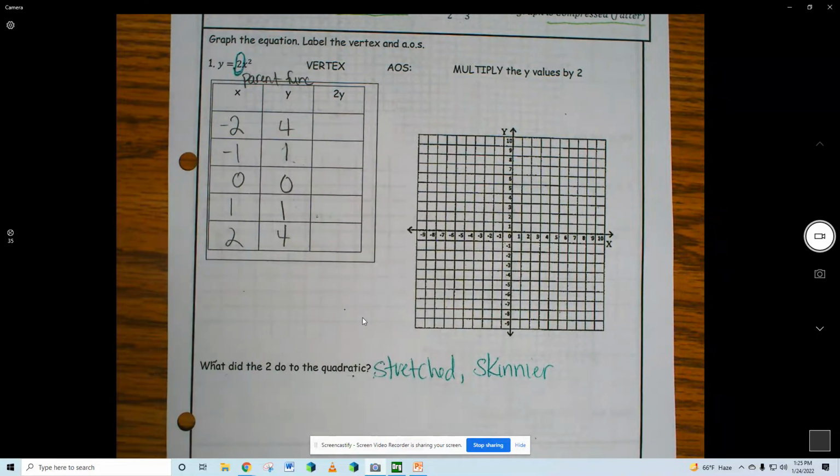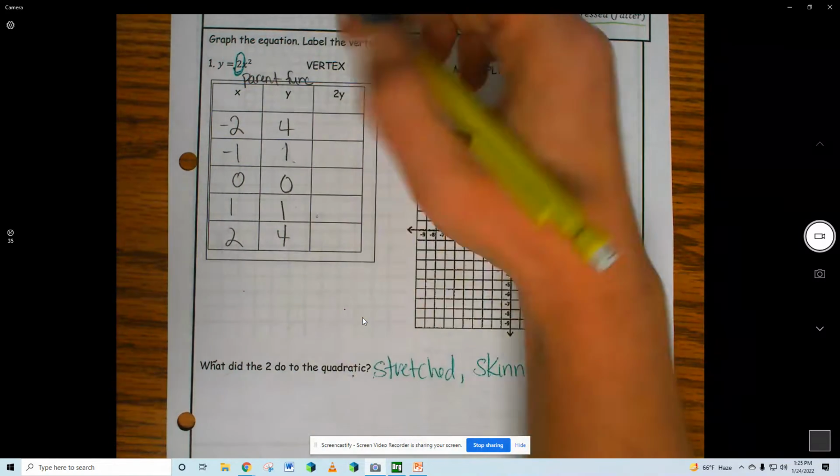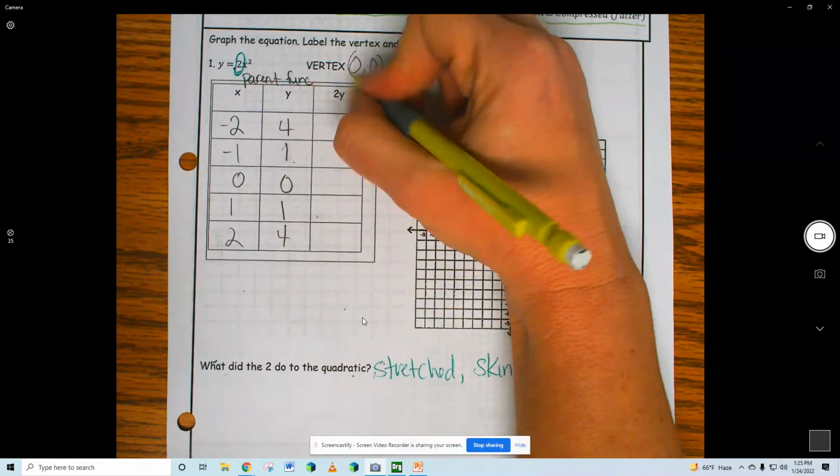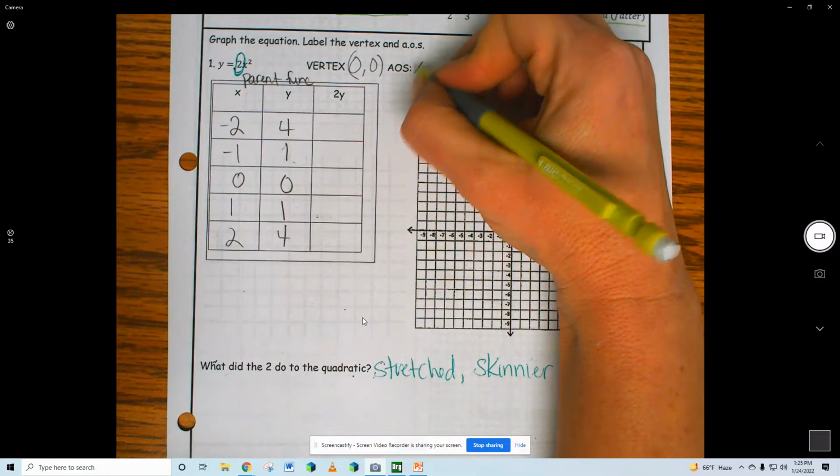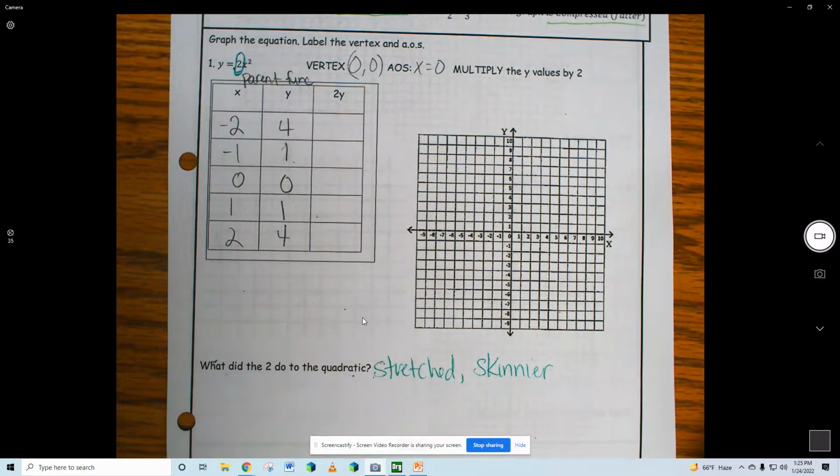Okay? So here we go. My vertex is going to be 0, 0 because there is no H, K. My axis of symmetry is going to be x equals 0. So in this table of values, it's going to tell me how to move. I look at my Y value and I multiply it by 2. 2 times Y. Here's my Y values.